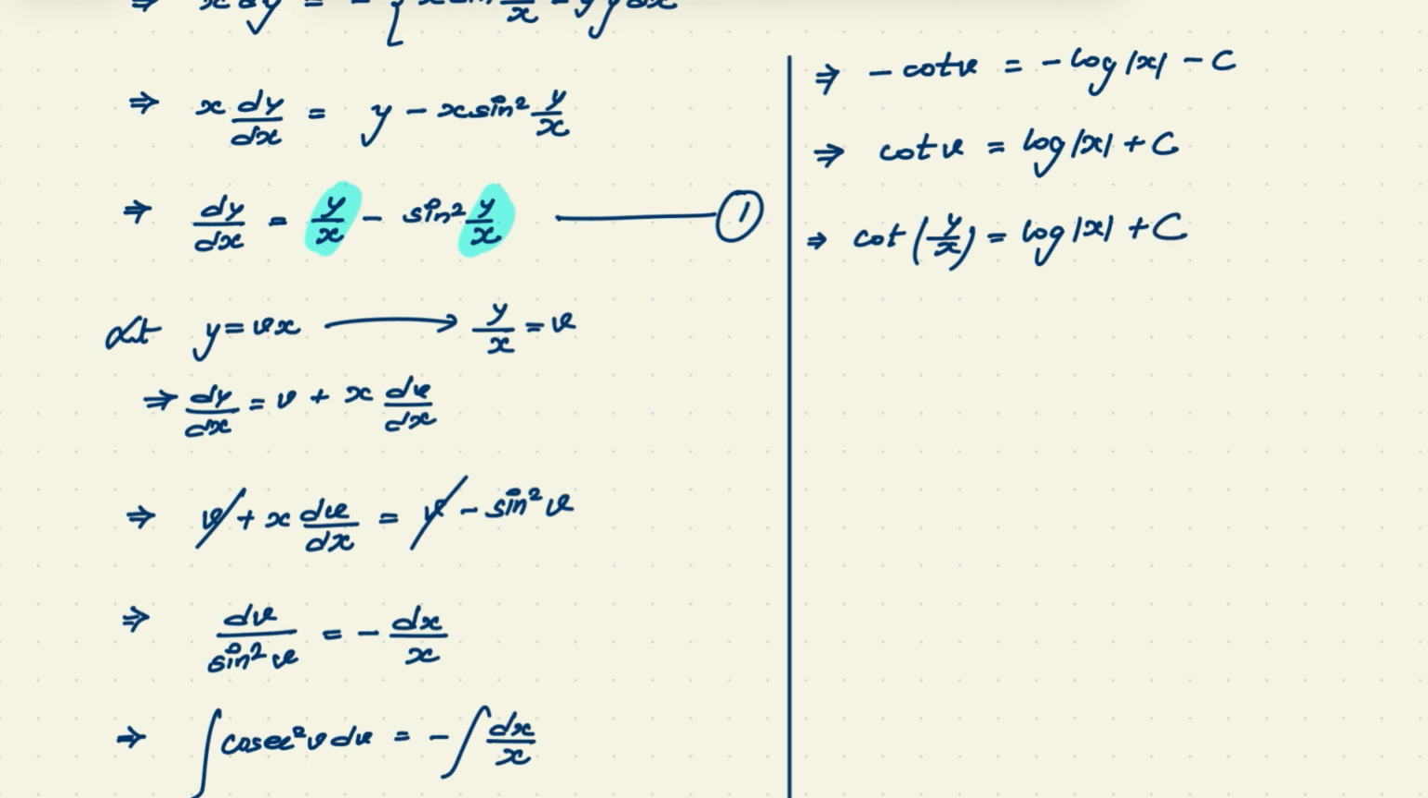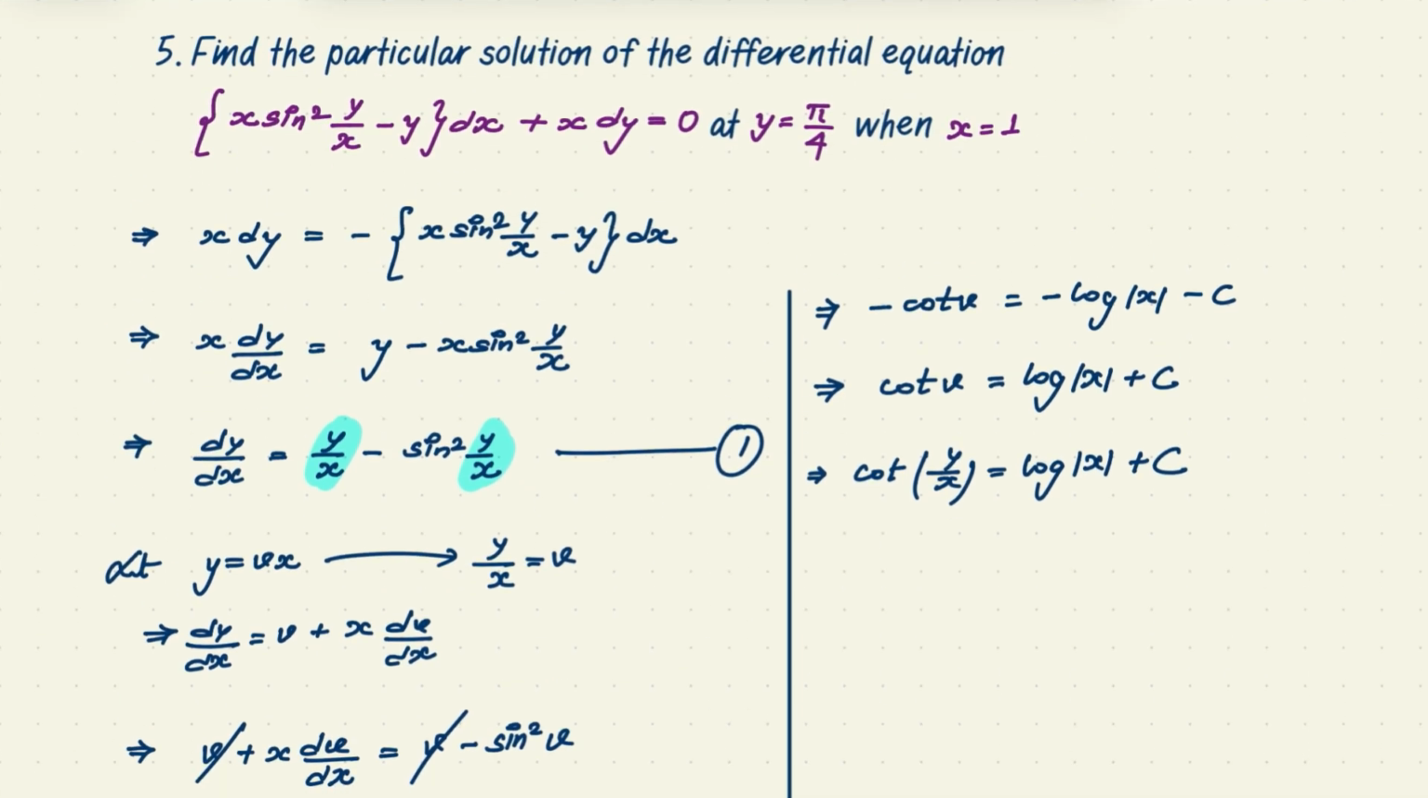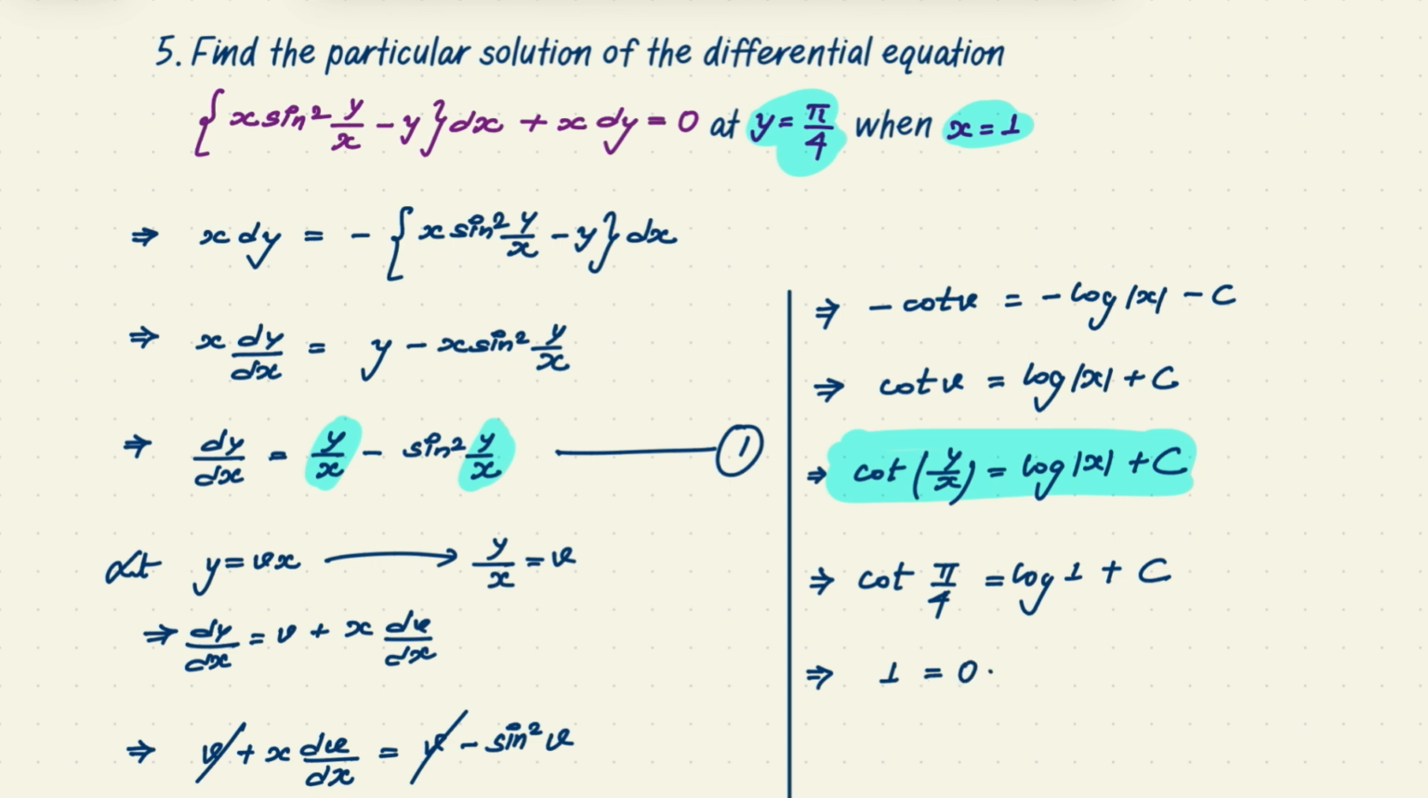Now this is our general solution, but since the question has given the value of x and y, we can find the particular solution. So putting the value of x equals to 1 and y equals to pi by 4 in this general solution, we can find the value of c. So let us put that. Here it will be cot of the value of y is pi over 4 and the value of x is 1, so pi by 4 divided by 1 will keep the same thing, equals log of the value of x, which is 1, plus c. The value of cot pi by 4 is 1 equals to log 1, which is 0, plus c. Hence the value of c is equal to 1.